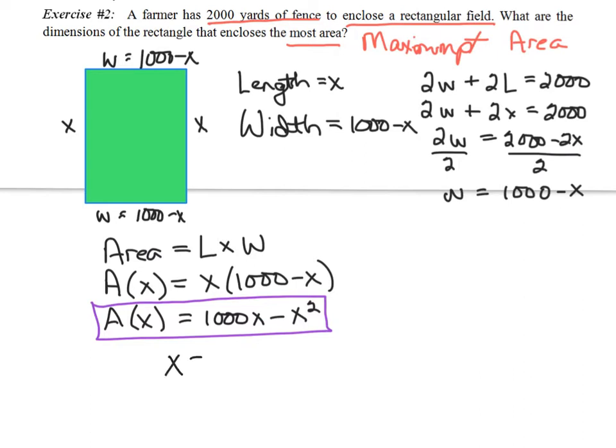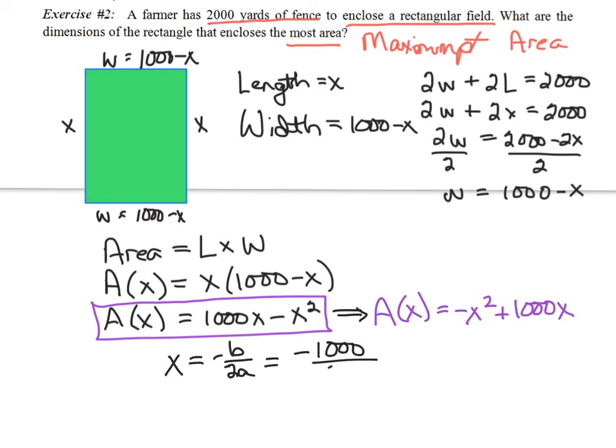So to find the turning point, let's go back to our old friend, x is equal to negative b over 2 times a. Maybe it would help to rewrite this equation in standard form so that it's easier to identify our a and our b. So I'm going to write this as A of x is equal to negative x squared plus 1,000x, putting the x squared term before the x term. So going back to my vertex equation, the negative of b would be the negative of 1,000 divided by 2 times the a, 2 times negative 1. So 1,000 divided by 2 is giving me 500.